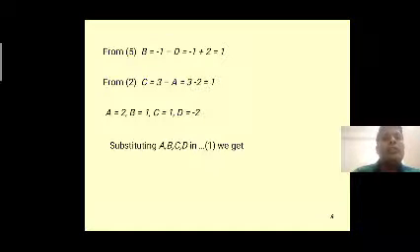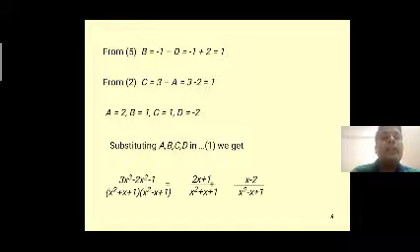Now substituting these values of A, B, C, D in equation number 1, we get (3x³ − 2x² − 1) divided by (x² + x + 1)(x² − x + 1) equal to (2x + 1) divided by (x² + x + 1) plus (x − 2) divided by (x² − x + 1). Now we substitute the values of A, B, C, D, and we get this equation.